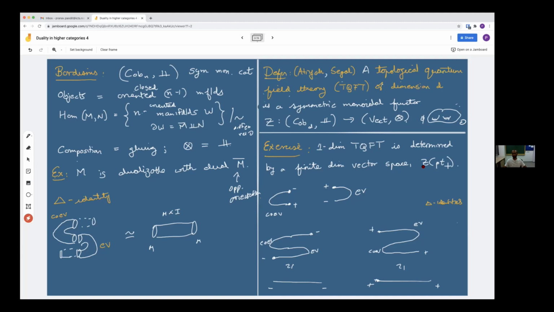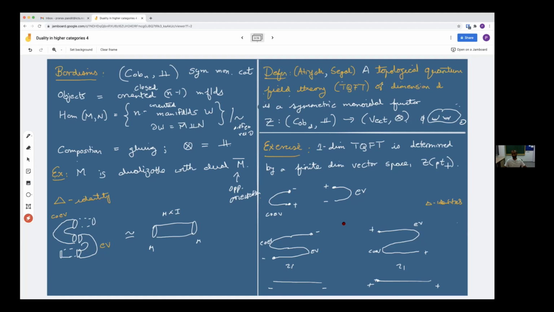So the claim is that if I have a one-dimensional topological quantum field theory, and suppose I know what Z of point plus is, then I can determine everything else. Namely, here's the sketch of the proof. First you have to show that the dual of the point with a positive orientation is the point with a negative orientation. So if the point with a positive orientation gets mapped to a vector space V, then the point with a negative orientation must get mapped to the vector space V dual. And the evaluation and co-evaluation maps in the cobordism category must get mapped to the evaluation and co-evaluation maps, from V tensor V dual to K, and from K to V tensor V dual.